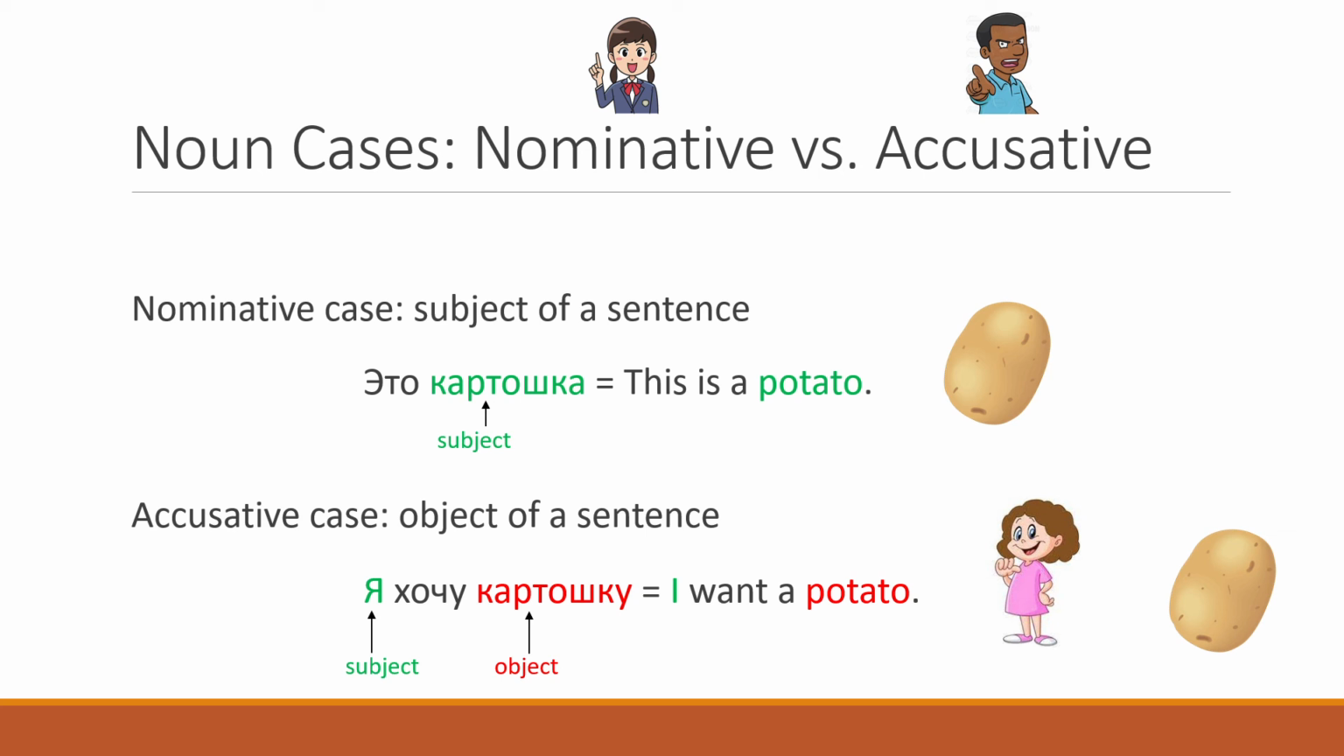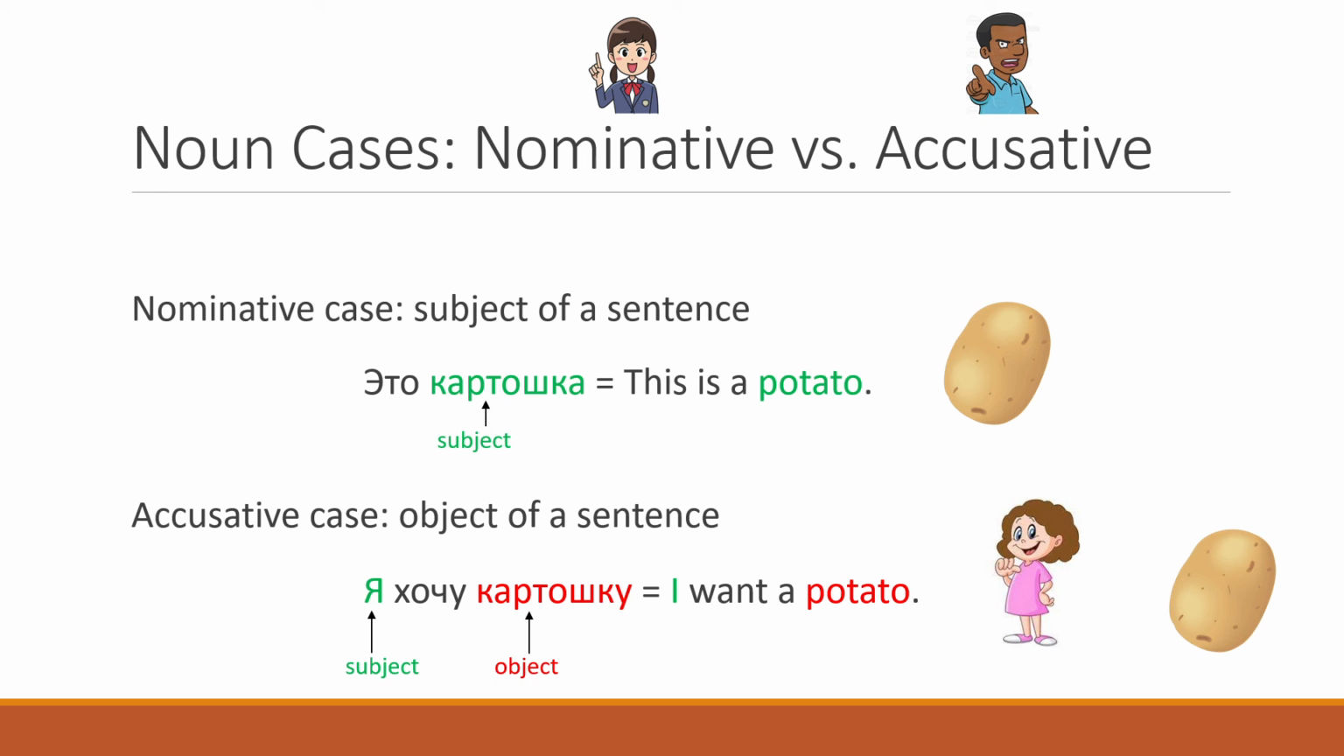Now I is the subject. You know it's the subject because it is doing the action, right? It is doing the verb. I am doing the wanting. So the sentence is about me and I'm the subject. But what do I want? I want the potato. So that is the object of a sentence. So картошка had to be changed into accusative case.